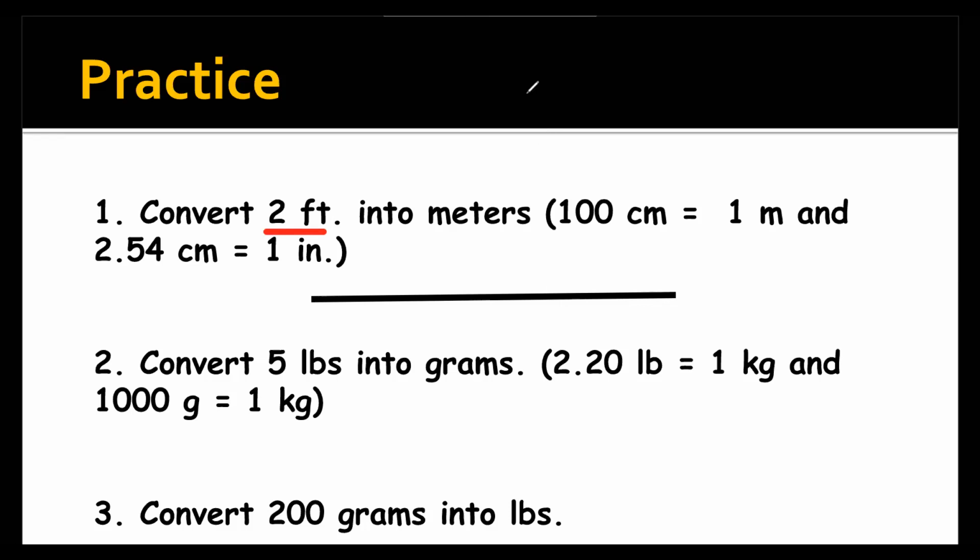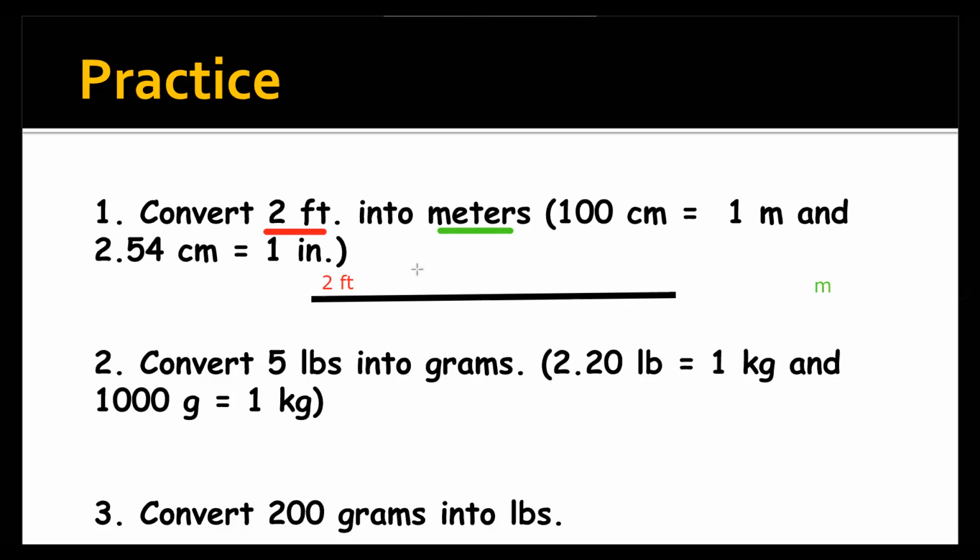And we want to convert this into meters. So that's our given. So we're going to start, and I'm going to use this in red so you can see it, we have 2 feet. And we're going to convert this into meters. So we want to end up with that unit, meters. While we are doing this, have your calculator ready so you can practice it.